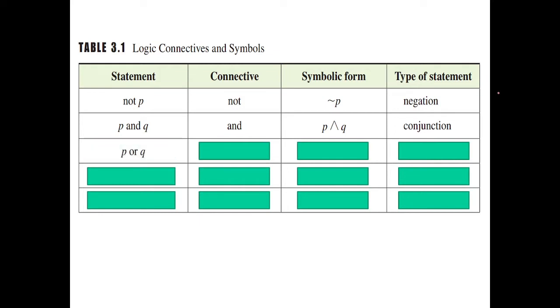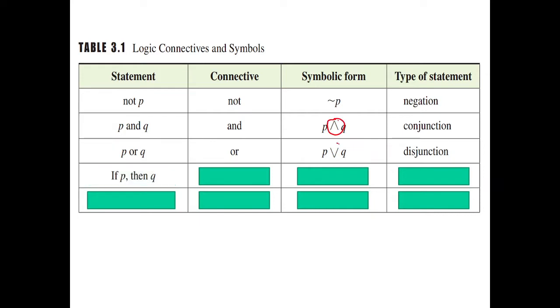Here is another statement, P or Q. The connective here is or. This is the symbolic form. Take note, this is what you call a disjunction. So take note of the symbol for and and the symbol for or.